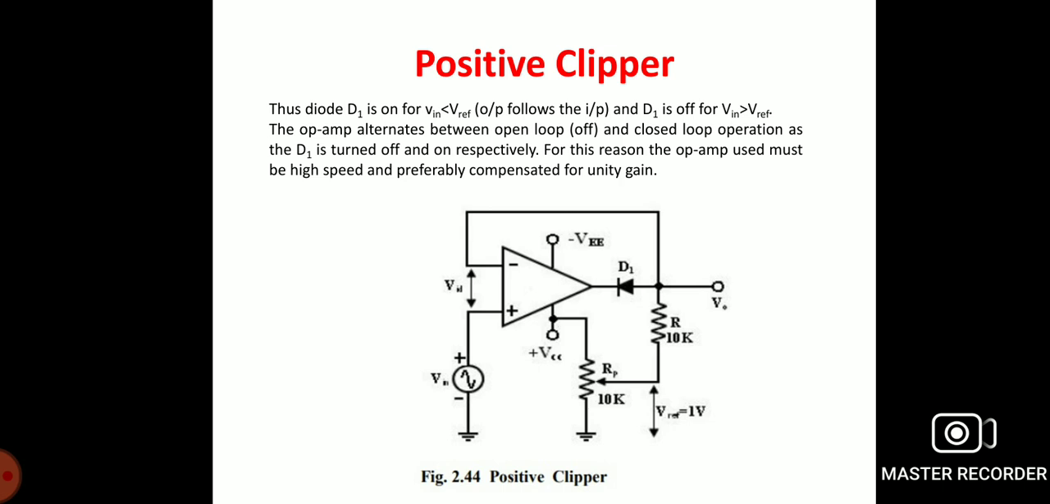This happens because when the input voltage is less than the reference voltage, the output voltage of the operational amplifier becomes negative, driving the diode D1 into conduction. When D1 conducts, it closes the feedback loop and the operational amplifier operates as a voltage follower. Therefore, the output follows the input until the input voltage is equal to the reference voltage.